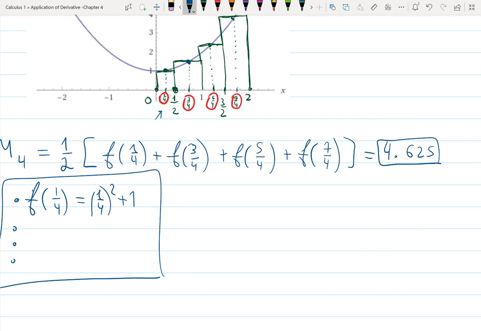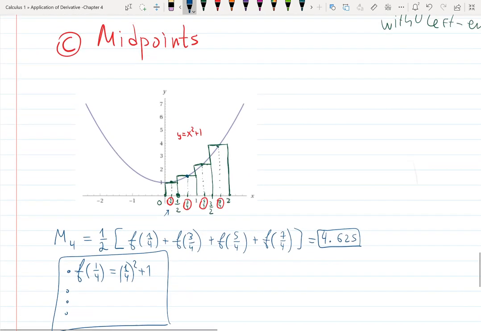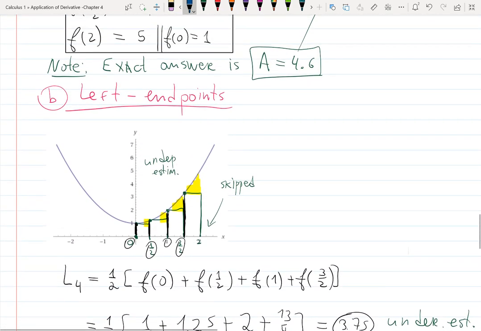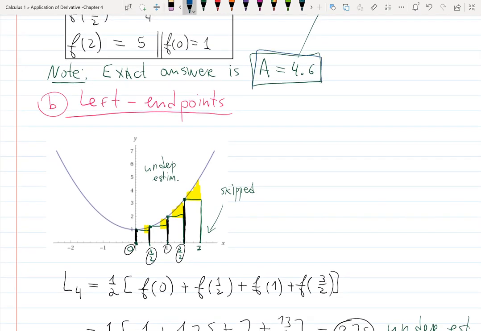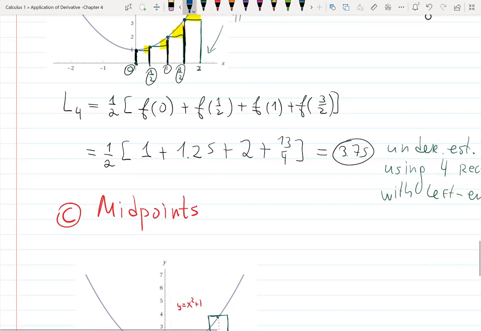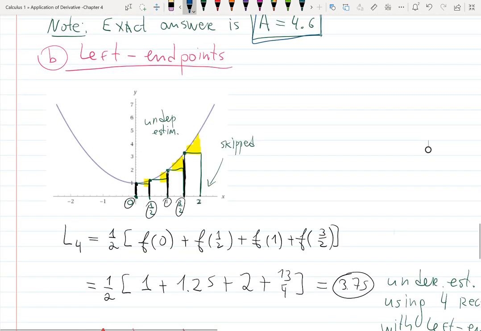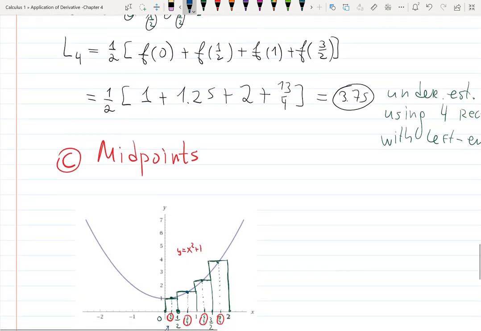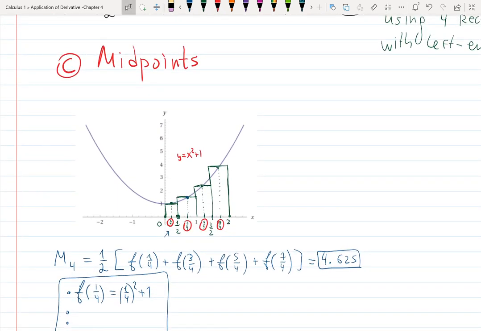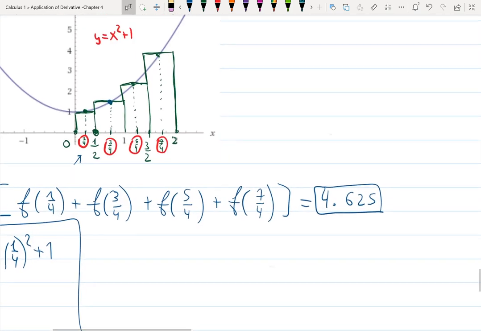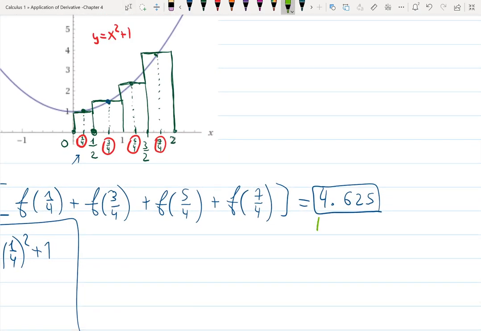4.625. Let's see. The exact answer was... Note, the exact answer is 4.6. The first answer we got was 5.75, way too big. The second answer was 3.75, way too small. And this one is 4.6, but 25 after that. That's the best approximation in this concrete example, the best approximation for y equals x squared plus 1 on [0, 2].